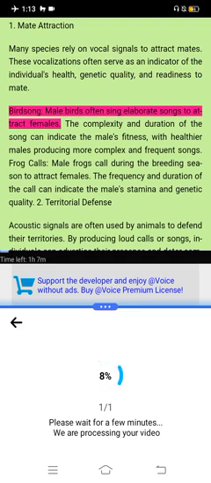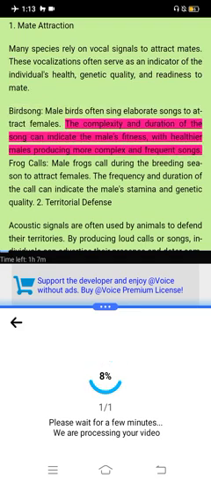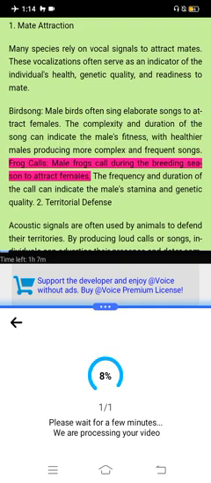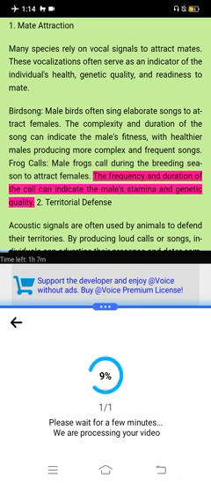Birdsong. Male birds often sing elaborate songs to attract females. The complexity and duration of the song can indicate the male's fitness, with healthier males producing more complex and frequent songs. Frog calls. Male frogs call during the breeding season to attract females. The frequency and duration of the call can indicate the male's stamina and genetic quality.